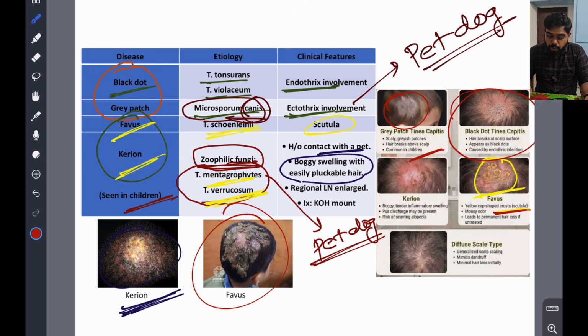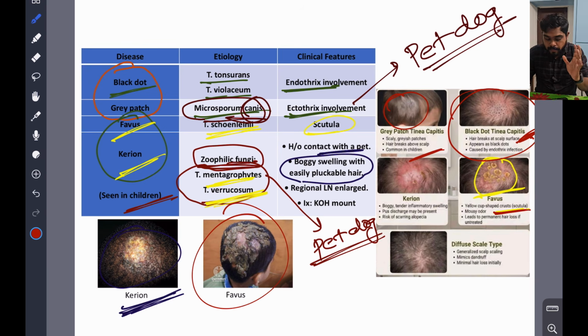So history of pet dog, mostly it will go to the kerion, which is inflammatory, which is a zoophilic fungi, and favus, which is having yellow cup-shaped crust known as scutula will be there. And gray, black dot and gray patch image. So black dot is easy to understand here. You can understand from here. And gray patch, Microsporum canis, there also some pet dog involvement will be there, but not necessarily should know. You should know for kerion.